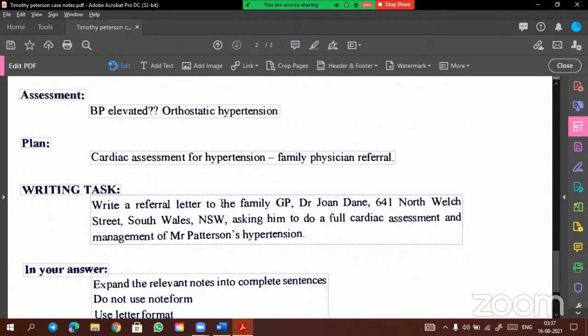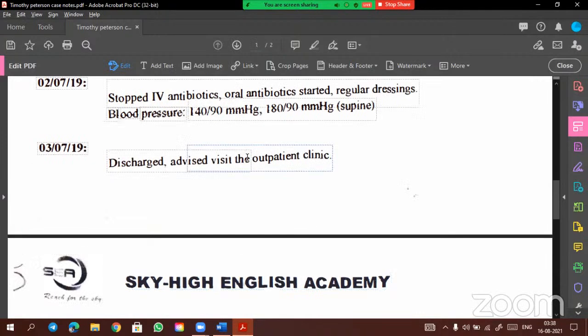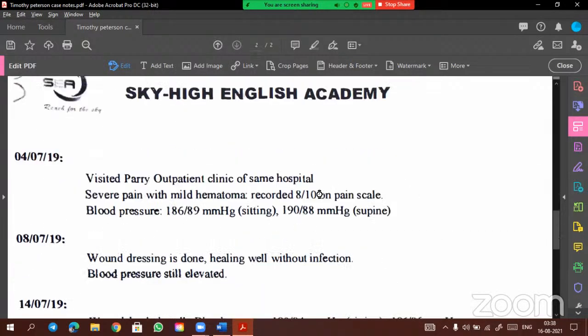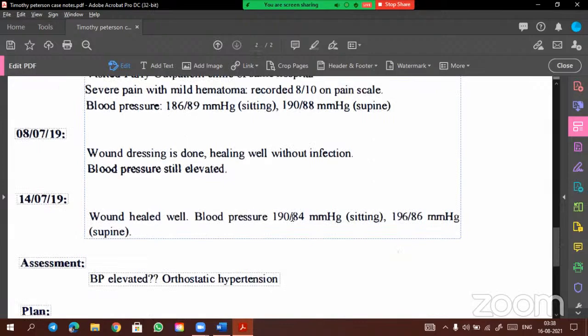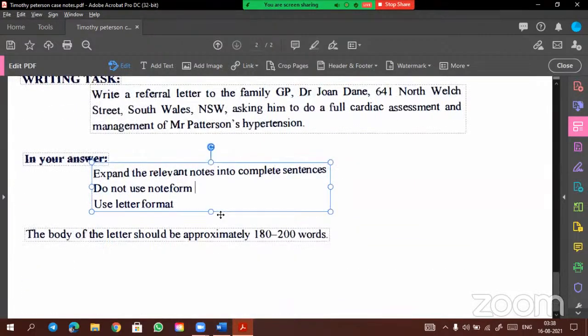So family GP. He has come from there and he's going there. Family GP means how can it be referral? It's a known case. Oh my God. Dr. John Dane. Okay, family GP. So the case notes has some problem. Okay, fine. Well, let's not go into that concern because you authentic letters.